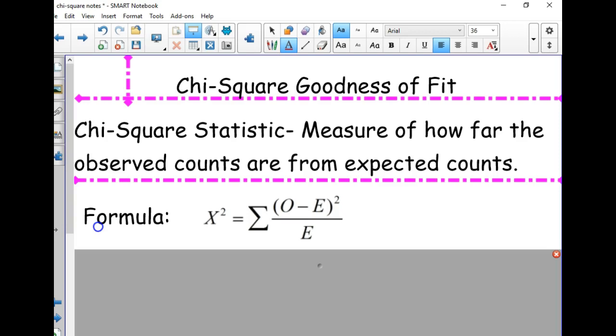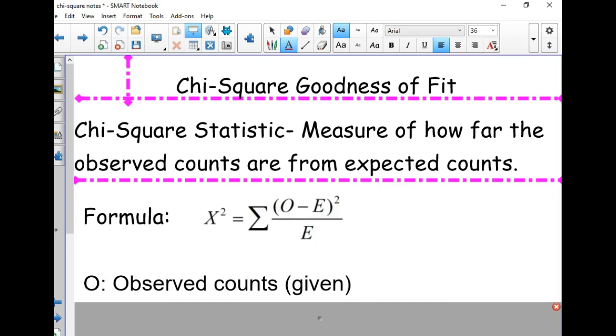The biggest piece of advice I have for you is don't try to plug everything in at once. Take it a piece at a time. So take that O minus E first, hit enter in your calculator. Then square it, hit enter, then divide by E. What does sigma mean? That means the sum. We'll practice it today. What does O mean? O is your observed counts, and that will always be given.